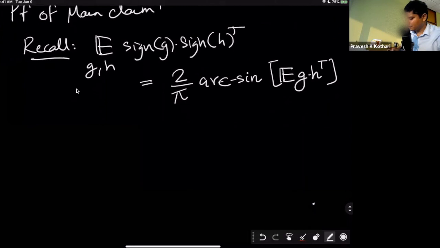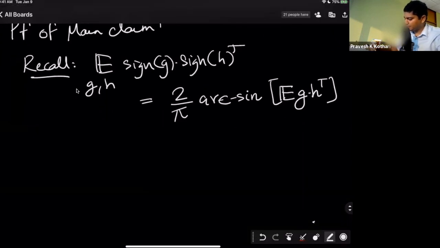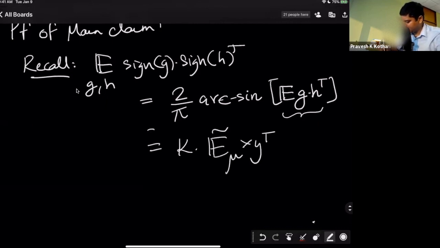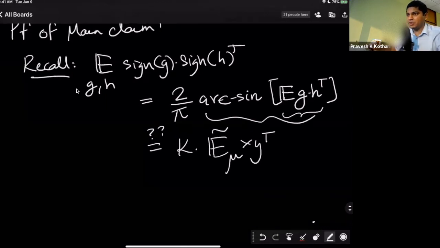Now, what was our goal? We want to choose this matrix, which is part of the off-diagonal part of the covariance matrix of the Gaussian G comma H, in a way so that this is a scaling of the pseudo distribution's value. We need to choose it in a way that this arc sine applied to E G H transposed looks like E twiddle mu of X Y transposed.